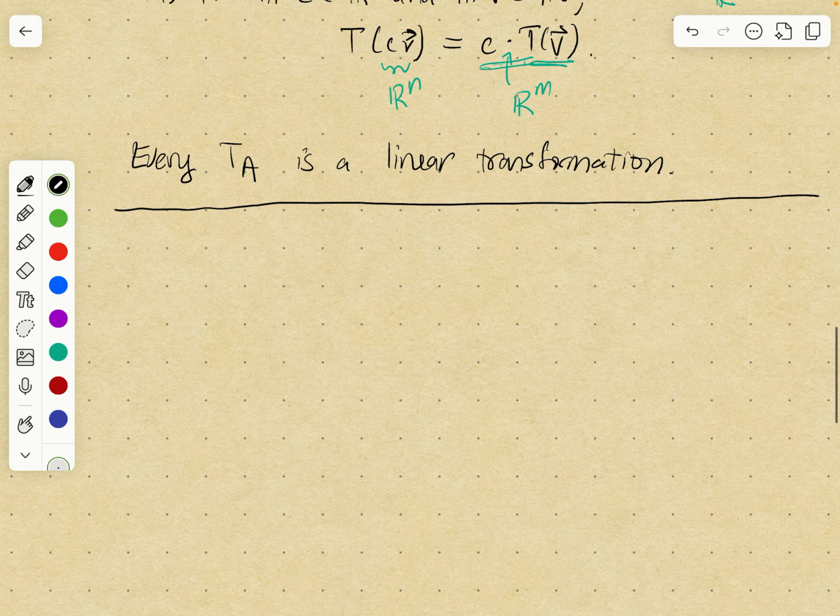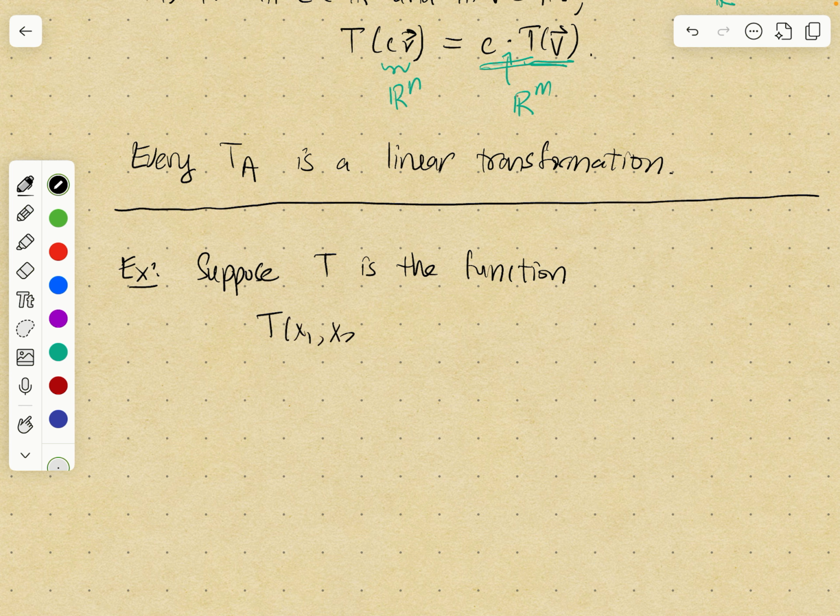So for instance, let's say that T is the function that takes x1, x2 to x1 minus 3x2, 2x1.